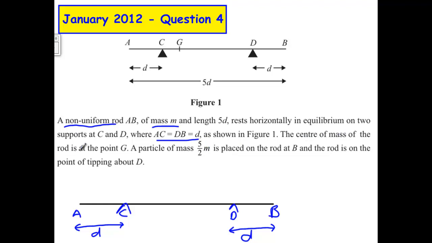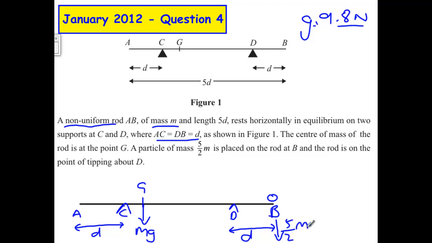Now the centre of the mass is at the point G, so G is here, and this is exerted downwards. So this mass of M exerts a force of M times G, where G, as always, is equal to 9.8 newtons. And a particle of mass 5/2m is placed on the rod at B. So if I was to draw the particle there at B, then this will have an arrow pointing down, and the mass of 5/2m will produce a force of 5/2m times G.